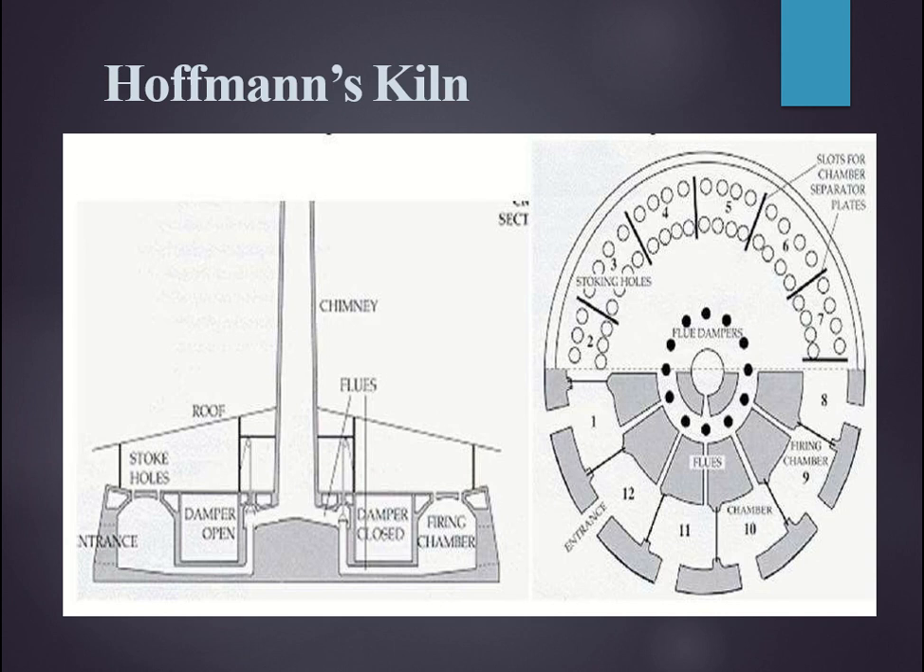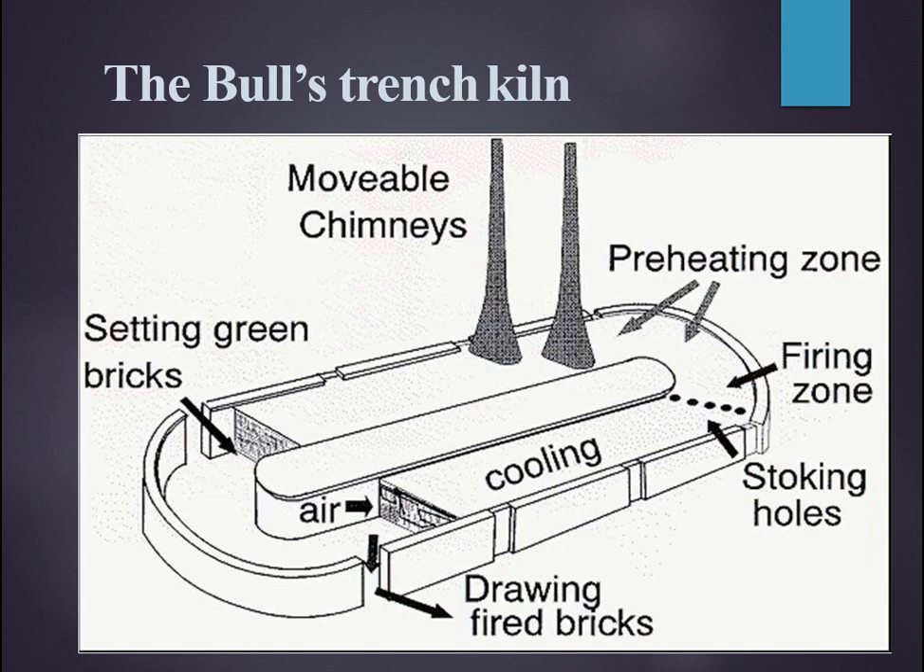So you can see this is the diagram of Hoffman's kiln. It's looking like a circular shape. Next you have the Bull Trench kiln, which is oval in shape. Okay.